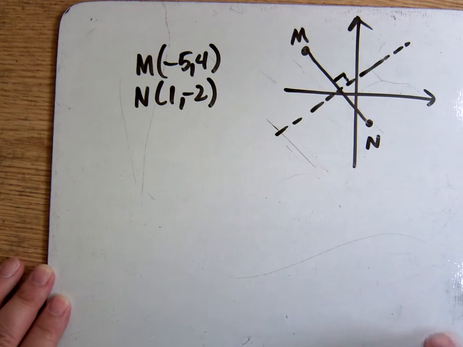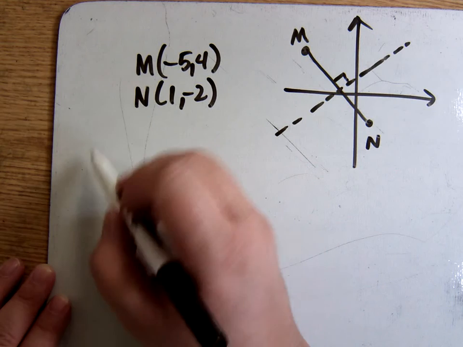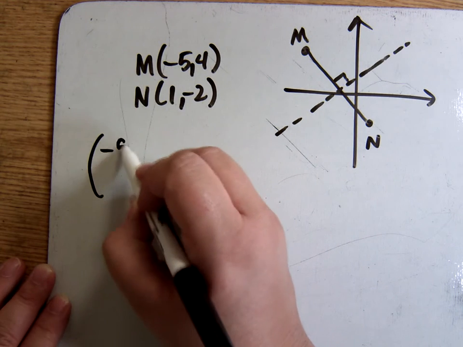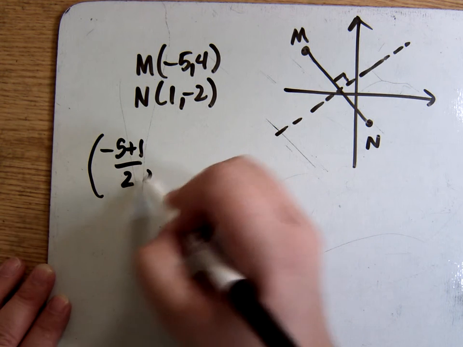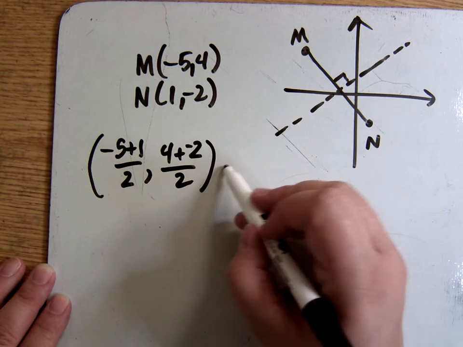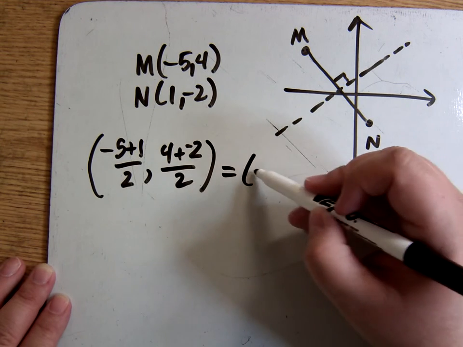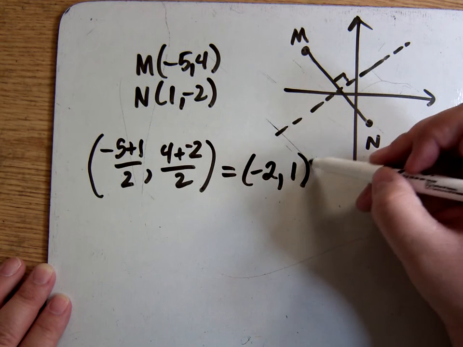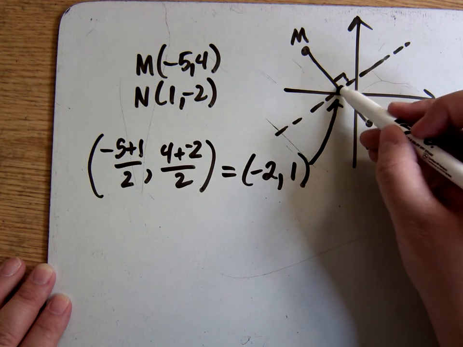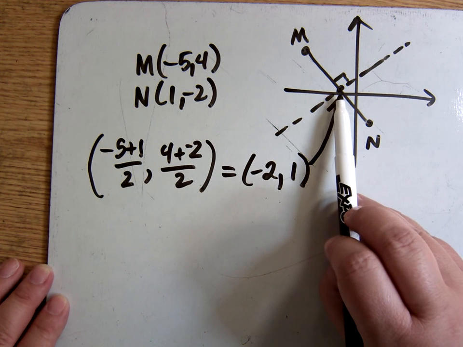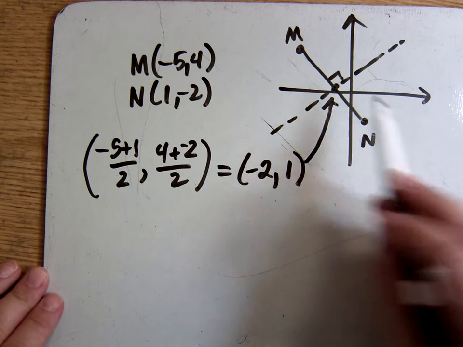First thing I want to find is the midpoint of MN. So I average the x's and average the y's. Negative 5 plus 1 over 2, 4 plus negative 2 over 2. So that's negative 4 over 2, which is negative 2, and 2 over 2, which is 1. So that's this point right here. And see, there's an example. That one doesn't really look like it's at negative 2, 1, but it's okay. This is a very rough sketch.